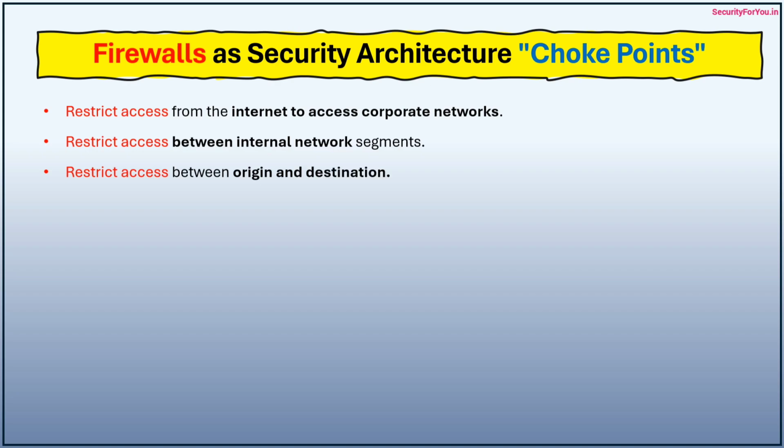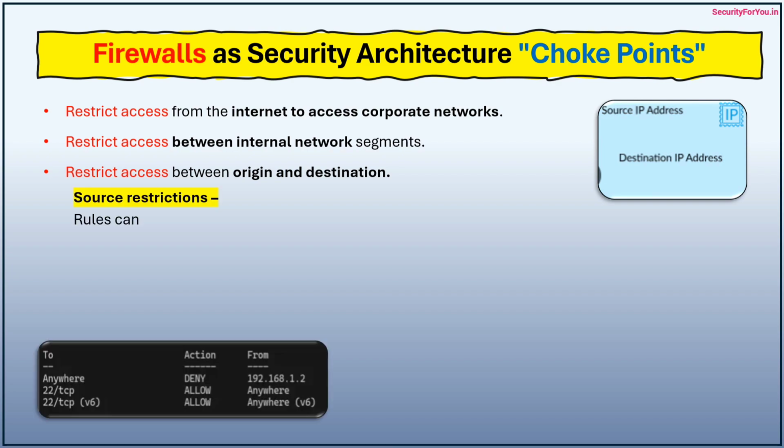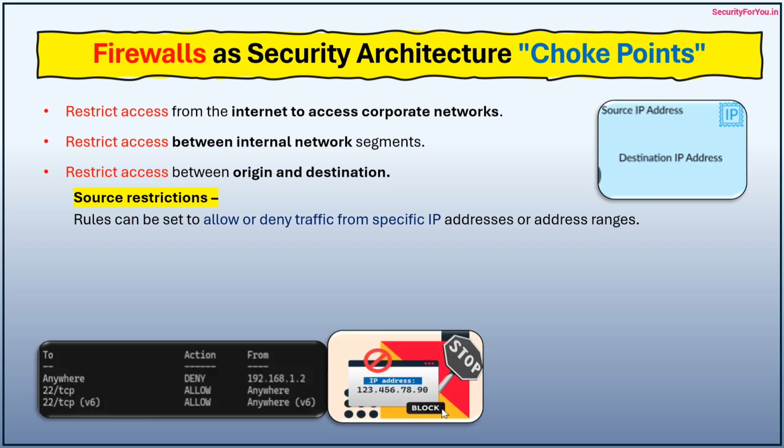Firewalls can filter traffic based on the source and destination of the data packets. Source-based restrictions: rules can be set to allow or deny traffic from specific IP addresses or address ranges. For example, you can block all traffic from known malicious IP addresses. You can also restrict traffic from certain geographical locations if they are not relevant to your business or are known sources of threats.